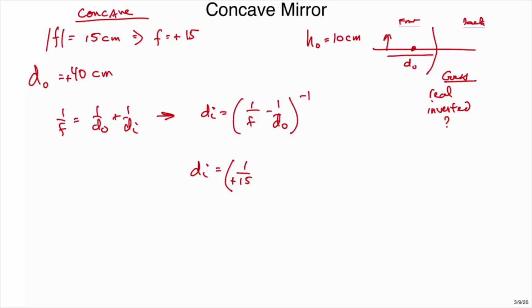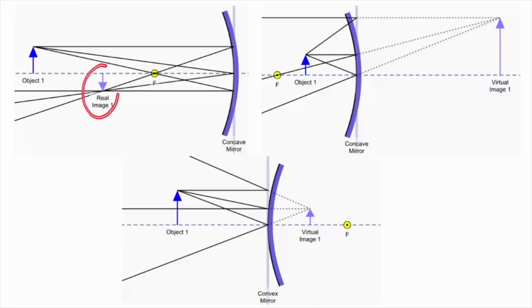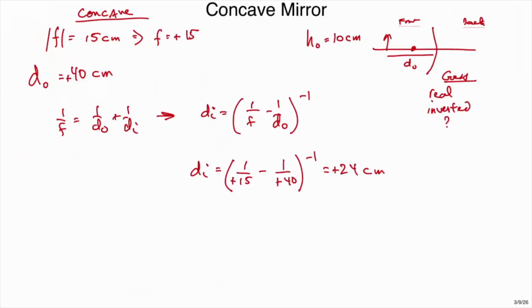So 1 over positive 15 minus 1 over positive 40. Really, just emphasize those signs. Otherwise, you're just going to be chasing math problems so much. It's just going to be so bad. I got 24 centimeters. Positive 24 centimeters. Okay? What does positive mean? The image distance being positive means what? It's in front of the mirror. Is that what our picture predicts? Yes. So we're doing okay, right?